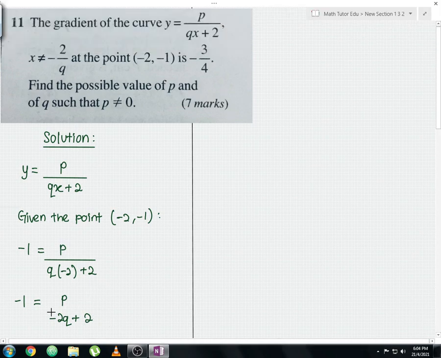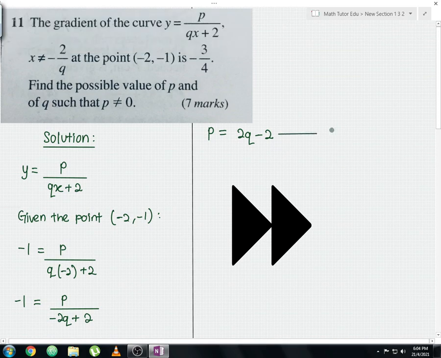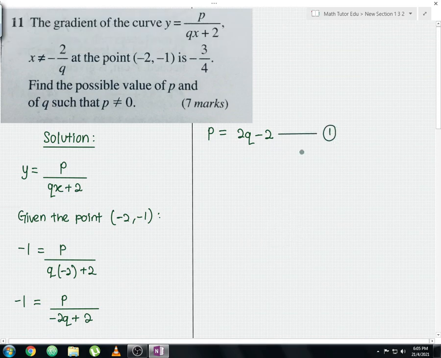Let me underline this. So from here you can come up with the equation of p in terms of q, where p will be equal to 2q minus 2. Okay, this will be your first equation. So how do you get this? Negative 1 you basically multiply with negative 2q plus 2, so that's how you get this guys, p equals 2q minus 2. Let me label this as equation number 1. So we have already come up with equation number 1.